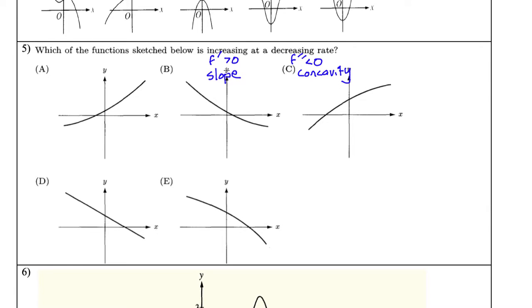So we are looking for something that is positive slope, negative concavity, or concave down. So positive slope, nope, nope, nope. It's between A and C, just knowing that it should be a positive slope. Which one has a concave down graph? C. Correct answer is C.